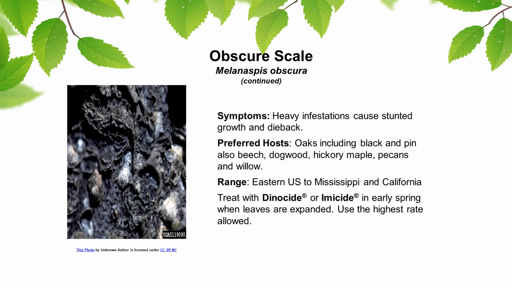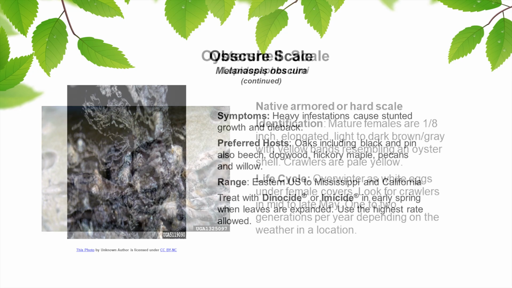Heavy obscure scale infestations cause stunted growth, premature leaf drop, and branch dieback. The preferred hosts of obscure scale are oaks, including black and pin, also beech, dogwood, hickory, maple, pecans, and willow. Obscure scale can be found in the eastern United States to the Mississippi River and in California. To manage obscure scale, treat with Dinoside or Imicide in early spring when leaves have expanded. Use the highest rate allowed.